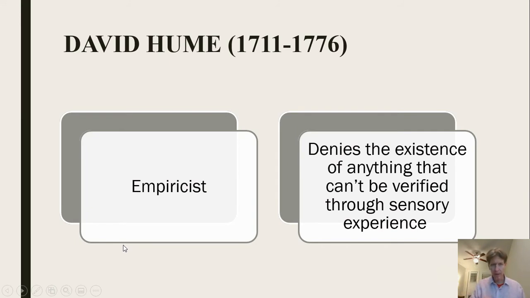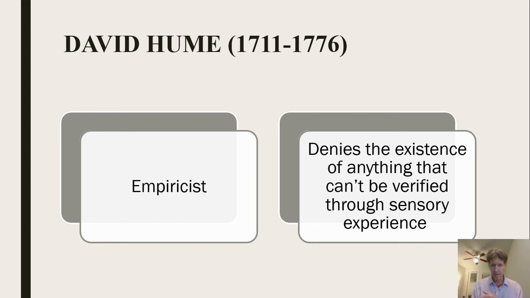And at the extreme end of empiricists, you get David Hume. Hume was an empiricist. Now, Locke was religious, David Hume was not. David Hume denies the existence of anything that can't be verified through sensory experience. And yes, this does include religious beliefs. He denies that. So again, Locke was not. Locke was Christian. Locke was not atheist.